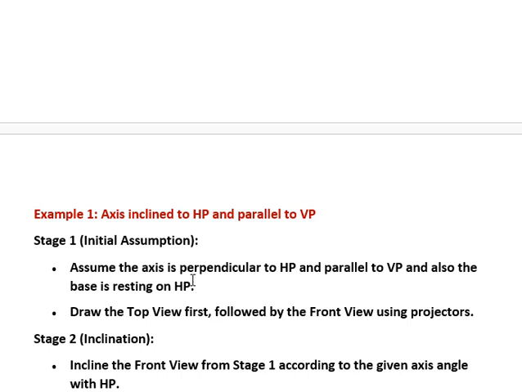Stage one, initial assumption. I'm assuming that the axis is perpendicular to HP. Actually, the given problem is that the axis of the solid is inclined to HP. In order to get the true shape of the object, I am assuming that the axis is perpendicular to HP and parallel to VP, and also the base is resting on HP. When the base of the object is resting on HP and the axis is perpendicular to HP, first I have to draw the top view, because in the top view we will get the shape of the base. Then we have to go for the front view.